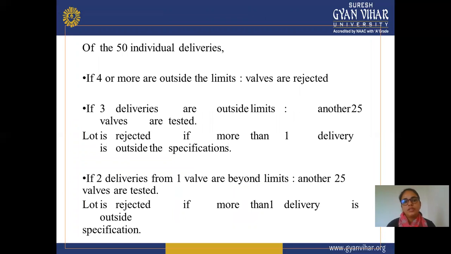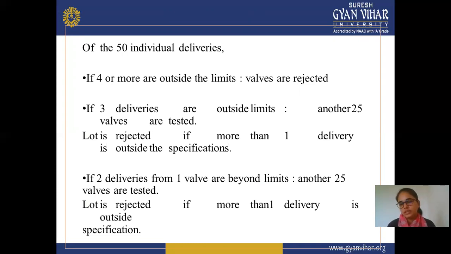Next is of the individual delivery, and if 4 or more are outside the limit, means if suppose you are taking 25 aerosols and these 25 aerosols are rejected and fail the test, then we take again 25 aerosols, and this is a total of 50 aerosols. And in the previous one we were taking 2, and in this we are taking 4 samples of aerosol. If 4 or more than 4 are outside the limit, then the valve is rejected, or you replace the valve, apply another valve. And if 3 deliveries are outside the limit, another 25 valves are tested. Lot is rejected if more than 1 delivery is outside the specification.